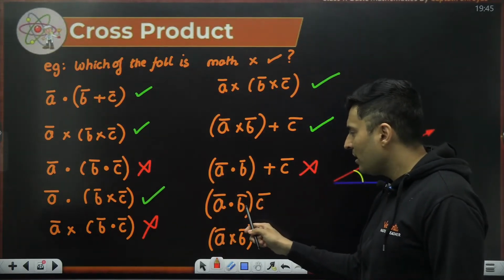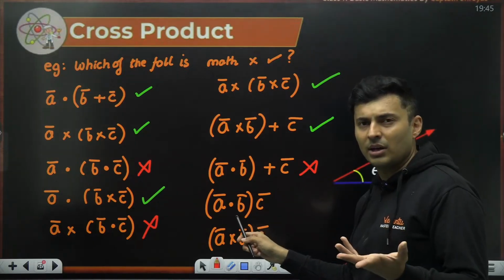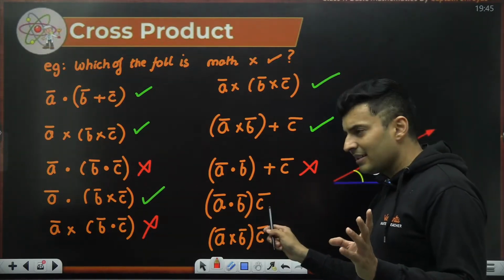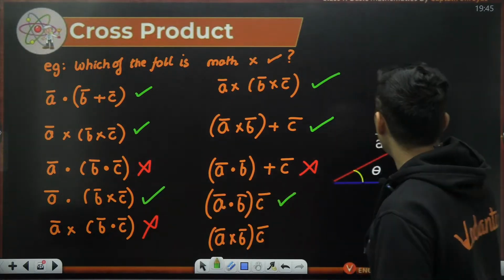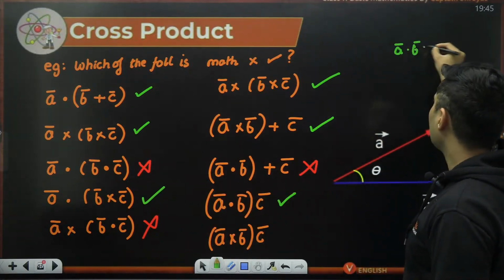This A dot B may be a number, a scalar number. Scalar times C bar is perfectly fine, nothing wrong with it. This is like saying, imagine A dot B is 3.